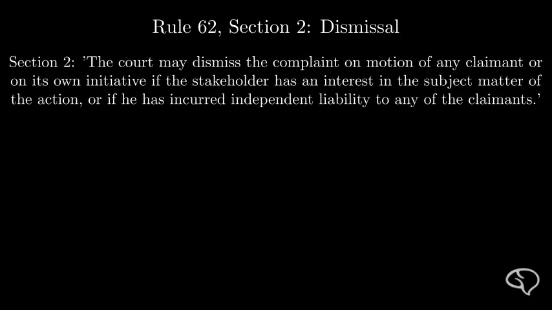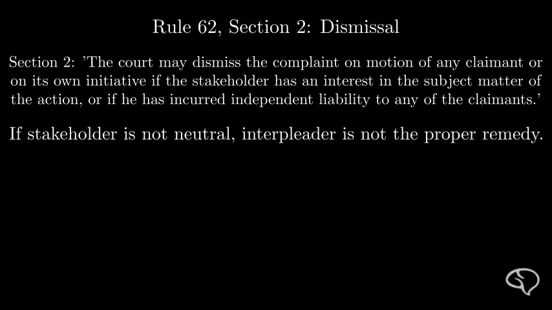Let's move on to Section 2, which deals with the dismissal of the interpleader action. This section outlines when a court can throw out an interpleader case. It states that the court may dismiss the complaint if the stakeholder has an interest in the subject matter, or if they have incurred independent liability to any of the claimants. Notice that these are the exact opposite of 2 of the essential elements we just discussed. This makes perfect sense. If the stakeholder is not neutral, or if they have a separate obligation to one of the claimants, they are not a true stakeholder. They are a party to the dispute. An interpleader is not the proper remedy. In such a case, the stakeholder would have to defend themselves in a regular lawsuit.